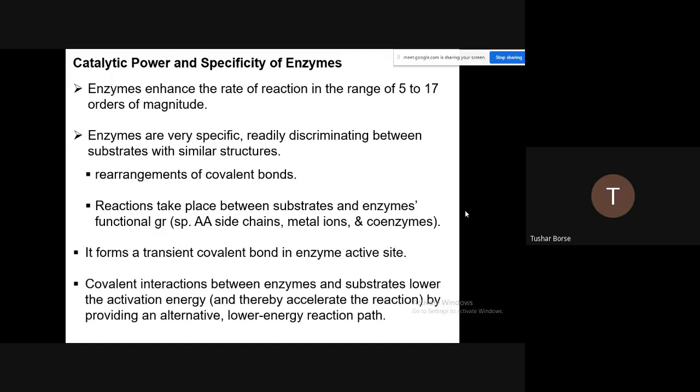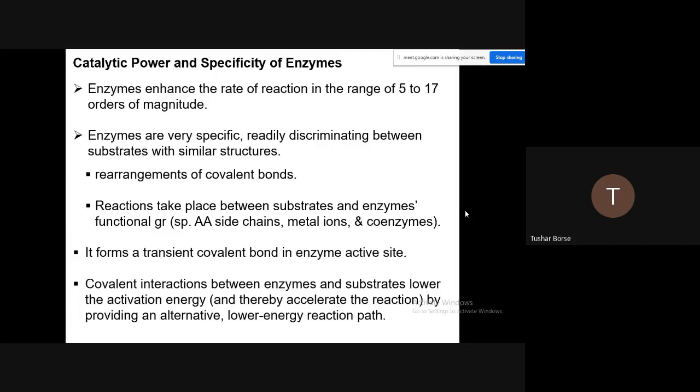Now we'll move to the next characteristic of the enzyme, called the catalytic power or the specificity of the enzymes. During school days, we learned that enzymes increase the rate of reaction, so they have a high amount of catalytic power, and they are highly specific. They will act on some specific substrate only. For each substrate you have a different type of enzyme, and there are many things you might have learned.